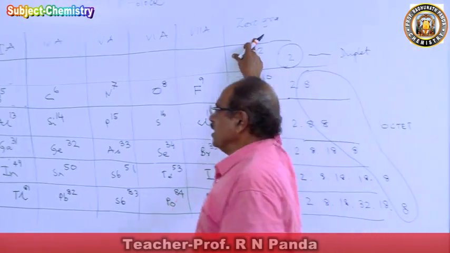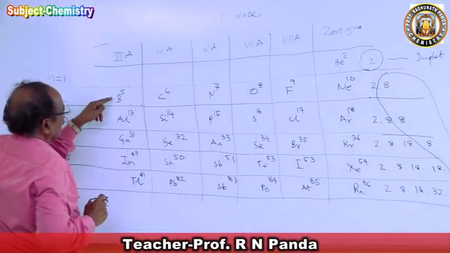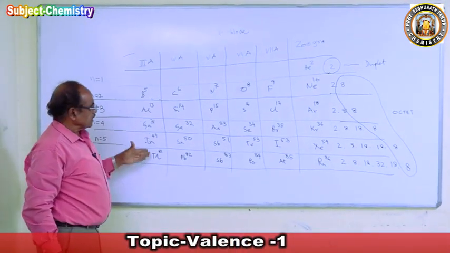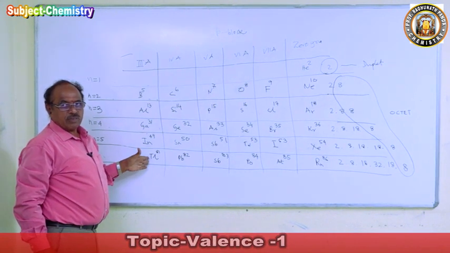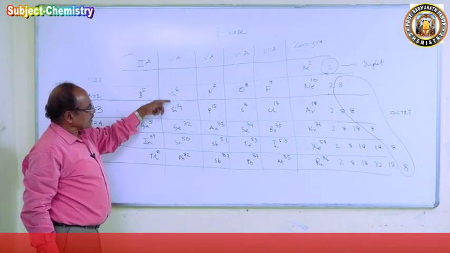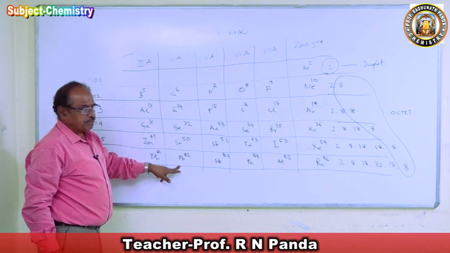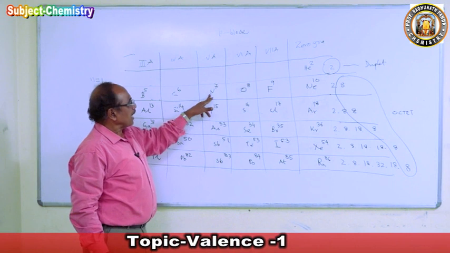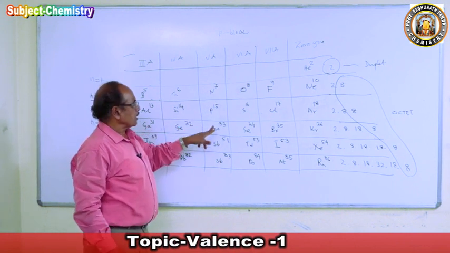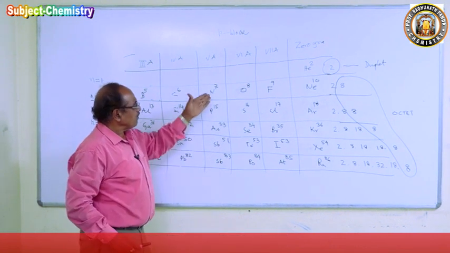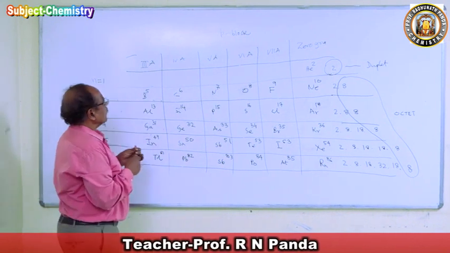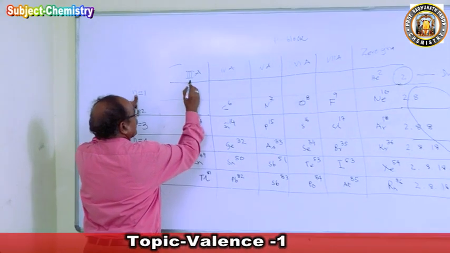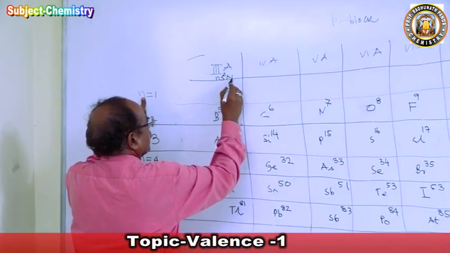Now children, you see group 3A. How many electrons are here? 3 electrons. So they will exhibit valency 3. Carbon, silicon, germanium, tin, lead will have valency 4. Nitrogen, phosphorus will have 5 electrons in their outermost shell. If I write the general configuration, where shell number is n, their configuration is ns2 np1.